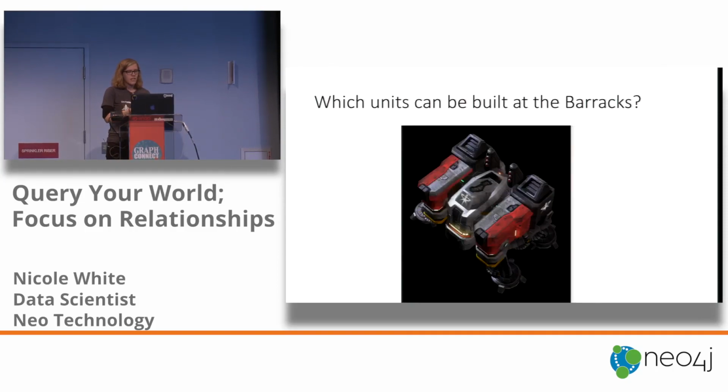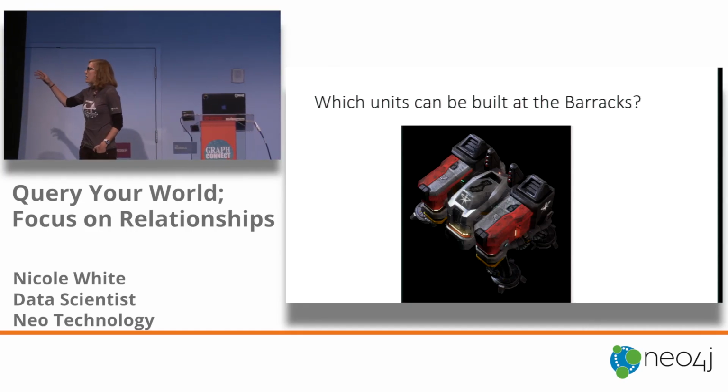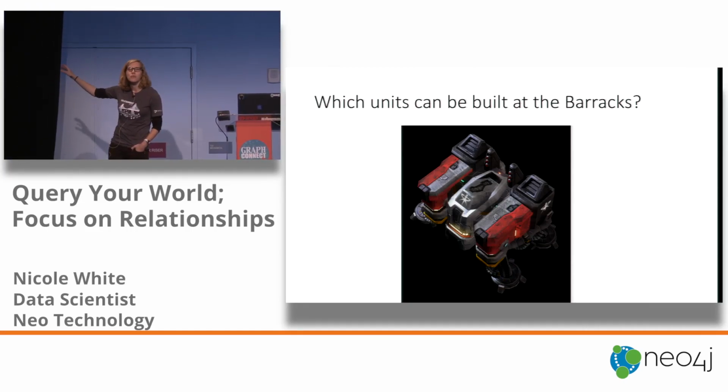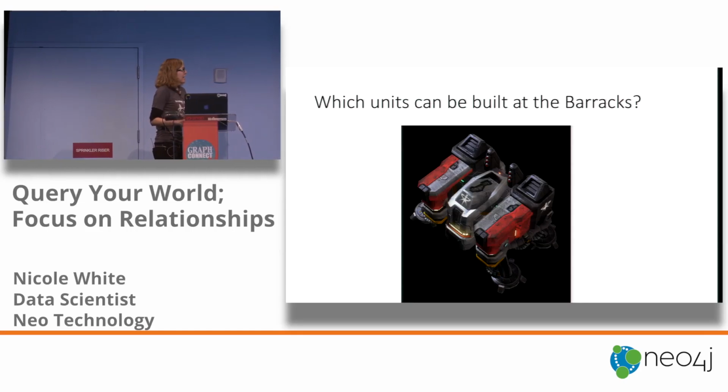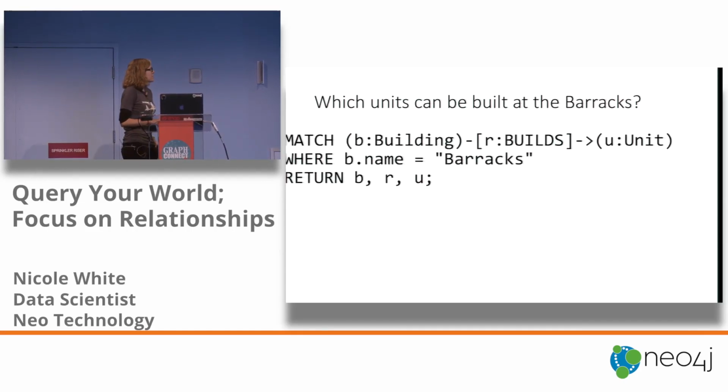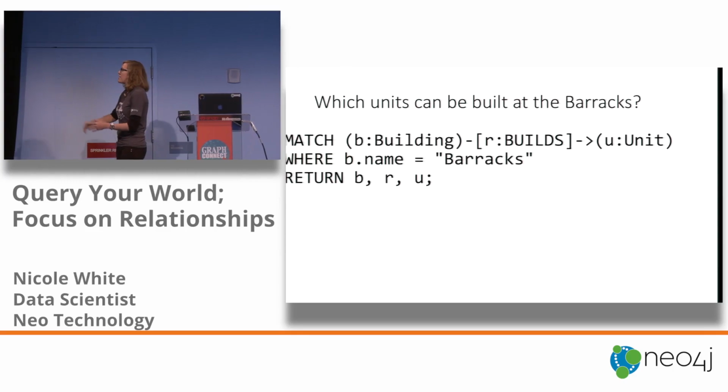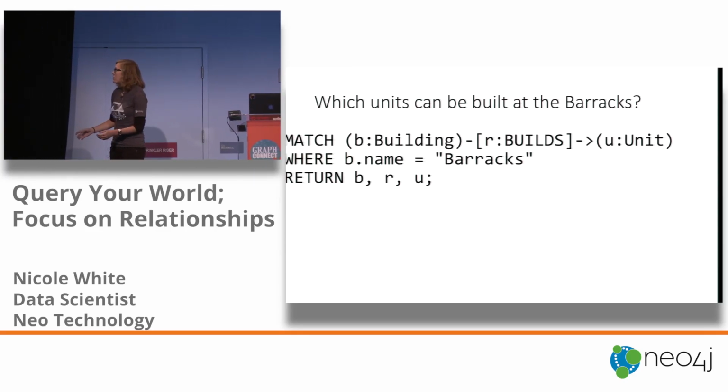And we'll be using these properties in some of the queries. So let's look at our first Cypher query together by answering the question, which units can be built at the barracks? So we saw visually earlier the answer to this. But let's look at the Cypher query that can answer this question for us. So this is our first Cypher query.